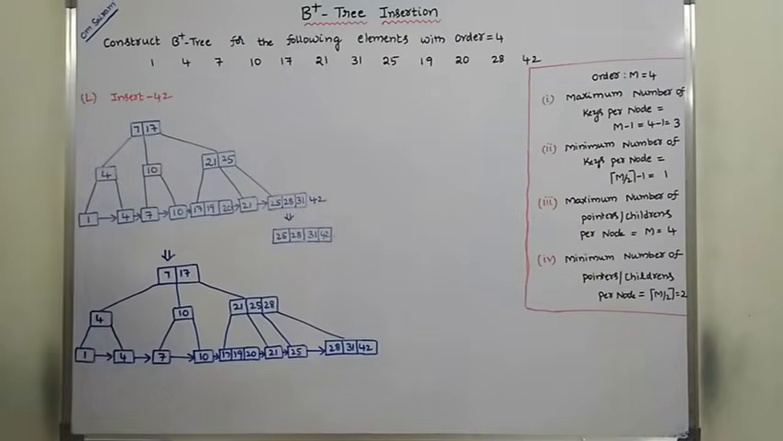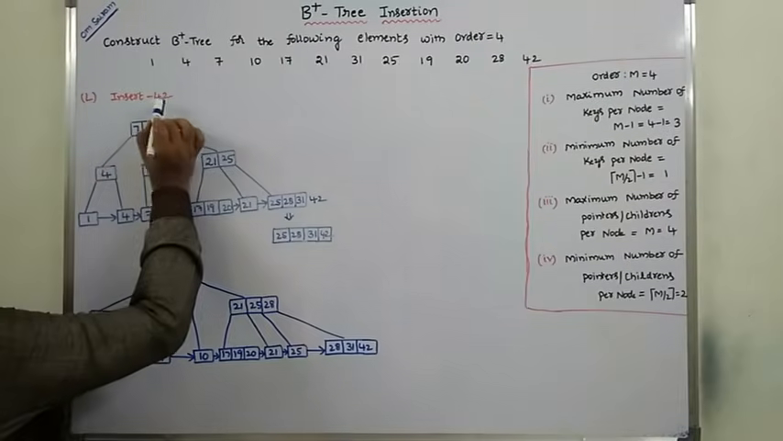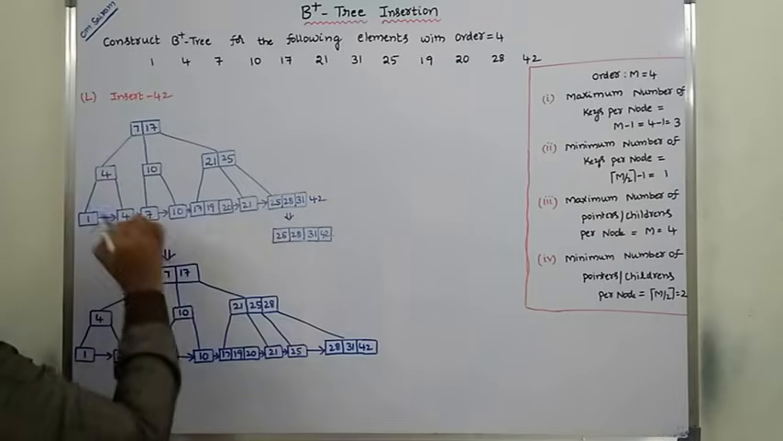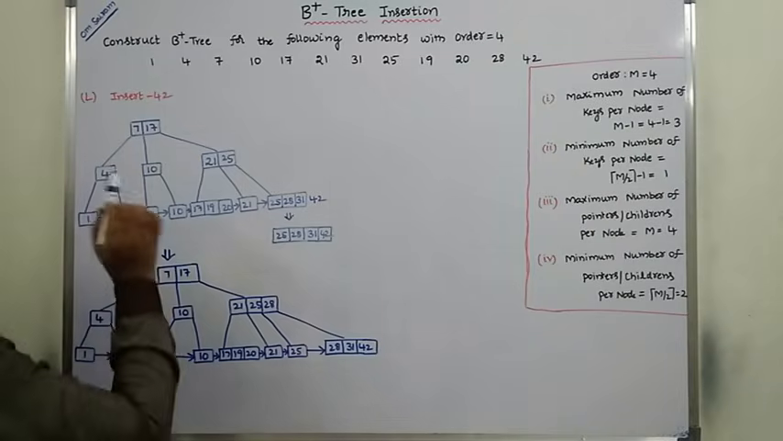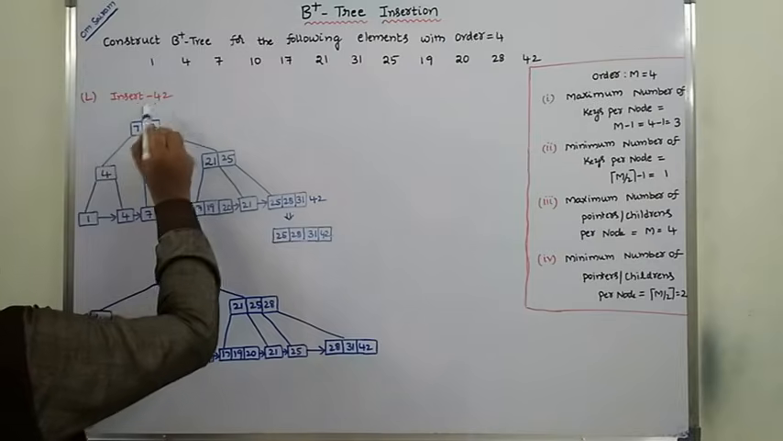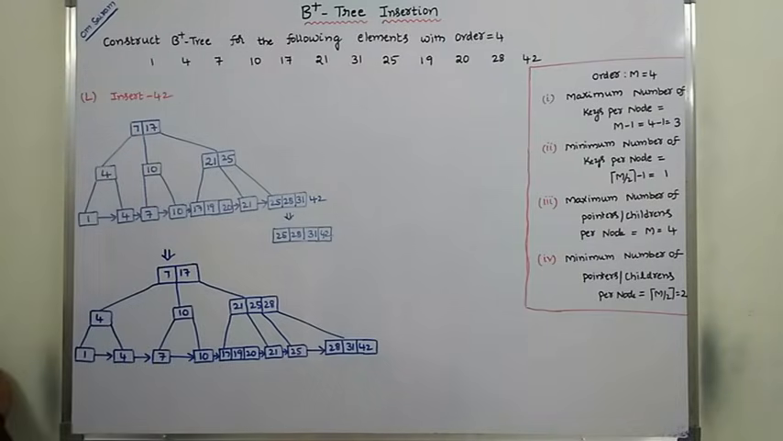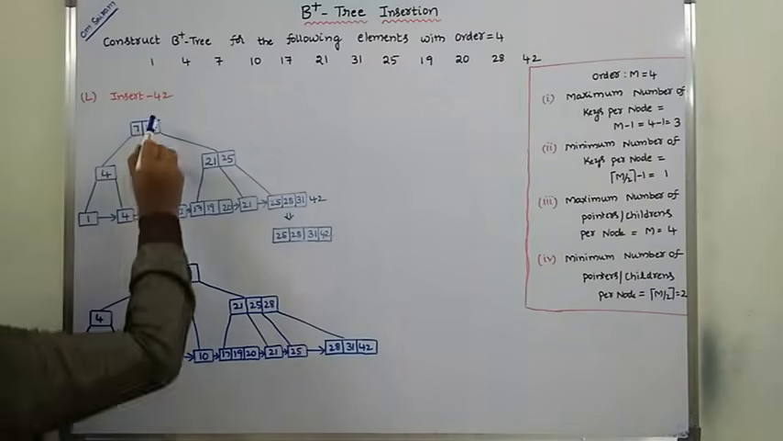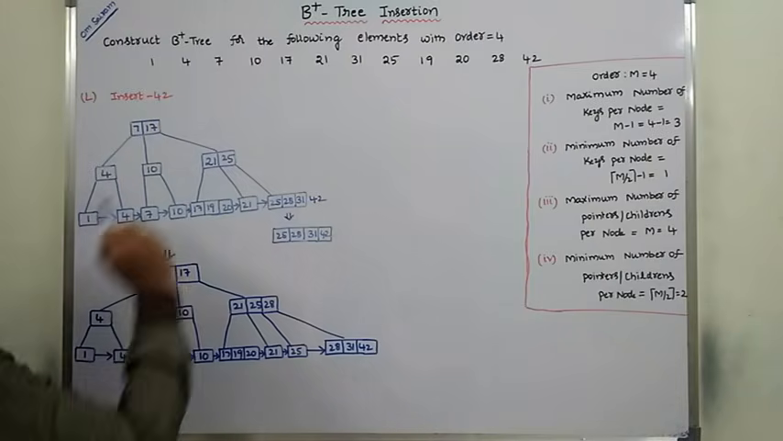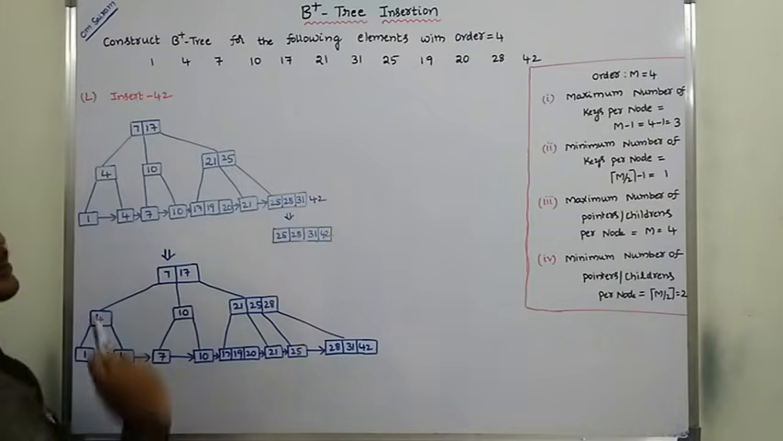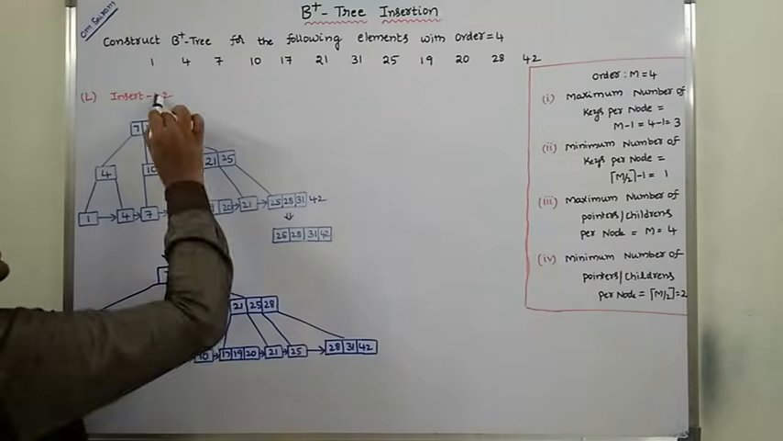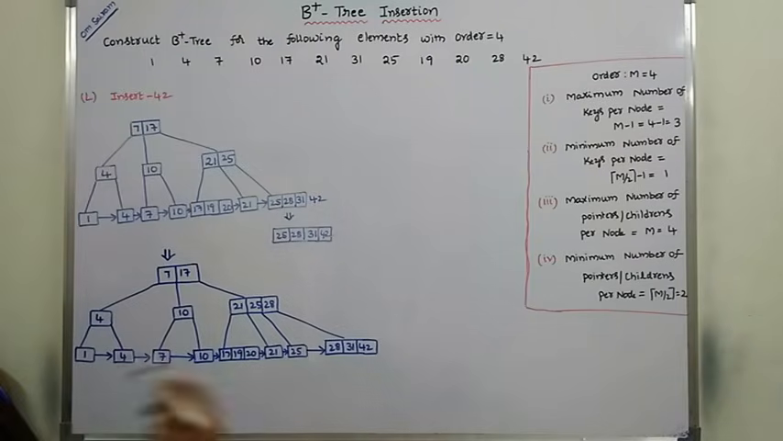Next insert 42. First we have to find out the location of 42. Before inserting 42, this is the B plus tree we are getting. 42 is compared with the root node for finding the location where we are inserting. 42 is compared with 17, it is greater. Go to the right pointer, which points to a right subtree that contains 2 key elements. 42 is compared with 21, it is greater. 42 is compared with 25, it is greater.